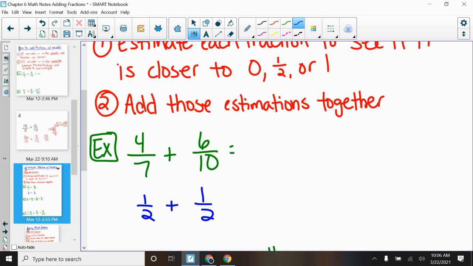Have we completed step 1? Yes. Yeah. It just says estimate each fraction and see if it's closer to a half, a 0, or 1. And we've done that. So now we're ready for step 2. And it simply says add those estimations together. So 1/2 plus 1/2 equals 1. What? 1. That's your answer. And even if you didn't get 1 at the beginning and you say you got 2/2, you can just simplify again.